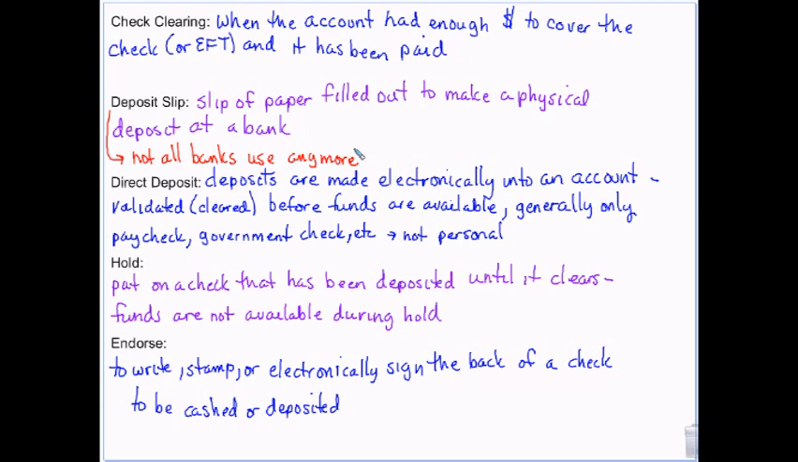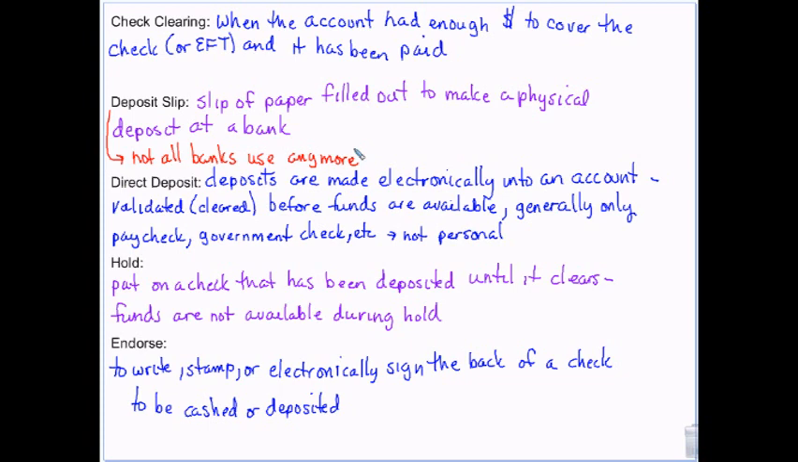Or sometimes the bank will have a policy to put a hold on a check over a certain amount, and that amount can vary per bank. So some of them maybe say over $1,000, they're just automatically going to put a hold on it.